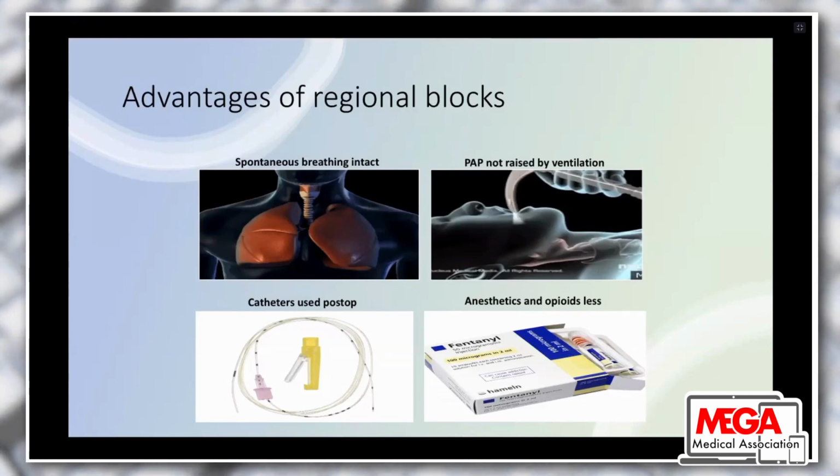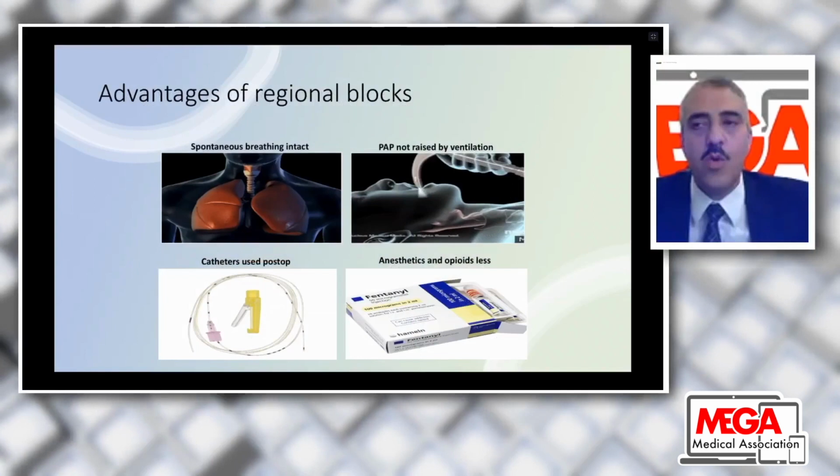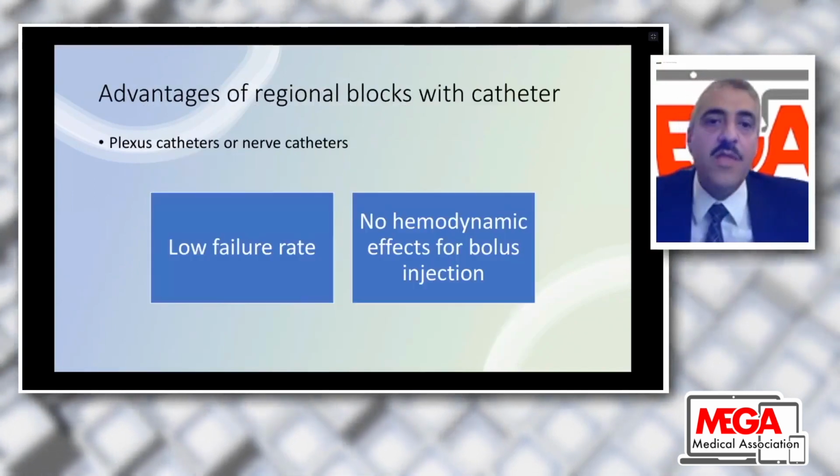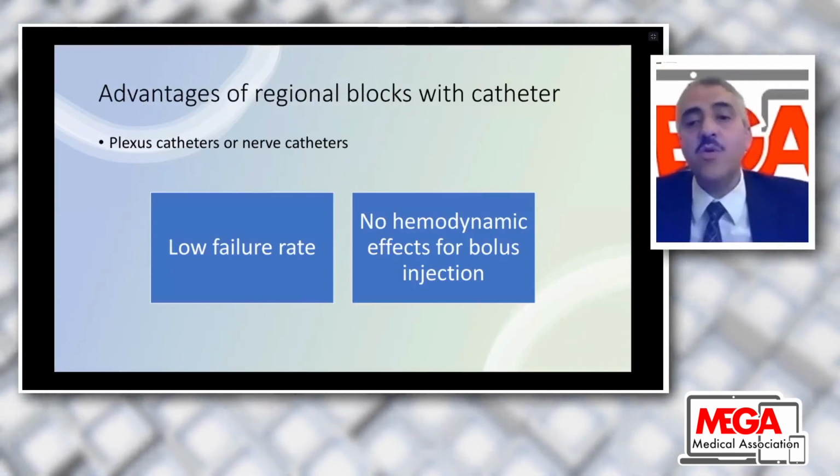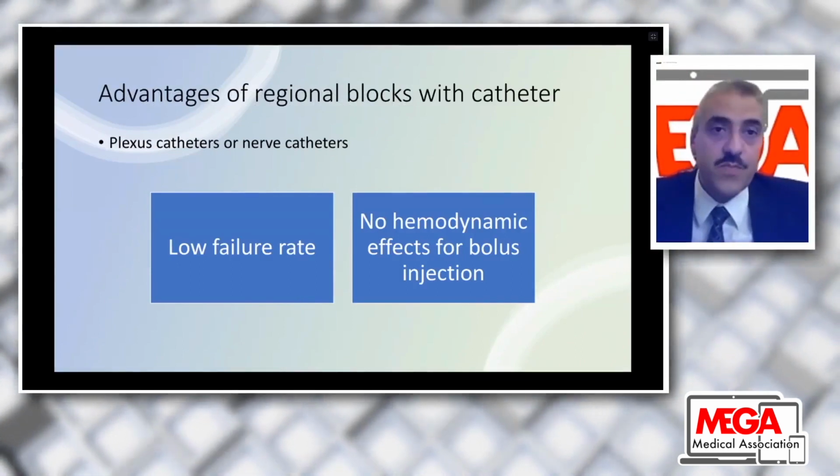there are fewer anesthetics and opioids used inside the OR, and these might affect the central ventilation of the patient. If the regional block is a plexus block with catheter or a nerve block with catheter, the advantages increase, with low failure rate and no hemodynamic effects from bolus injection.